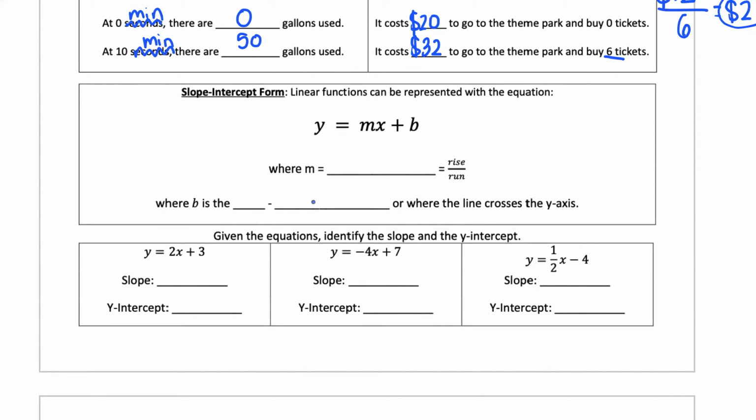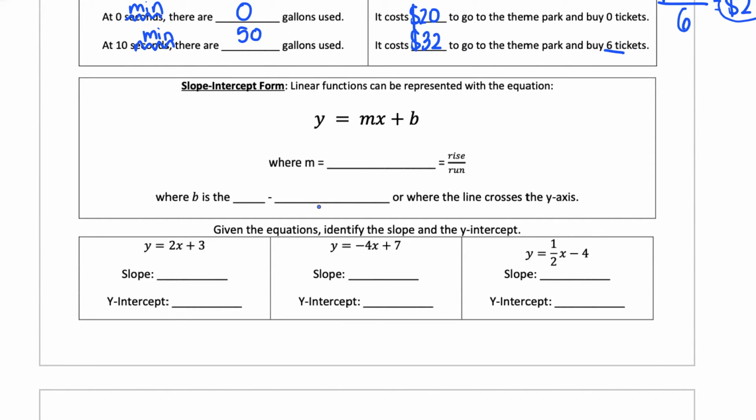So when we want to write the equation for any of our linear functions, we're going to use the linear equation called y equals mx plus b, or slope-intercept form. So that's the formal name of it, and this equation down below is our representation of it.